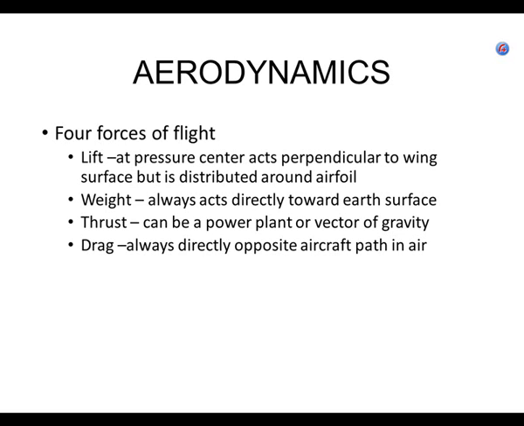And drag is always directly opposite the aircraft path in the air. Anybody ever seen a 747 on its approach to an airport? Approach is with its nose high in the air. But that doesn't mean that's the path of that airplane. The path is down. But it's coming in like this because it had to tilt itself up to get maximum lift at the slowest speed.